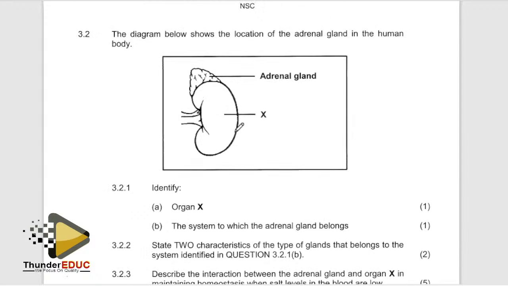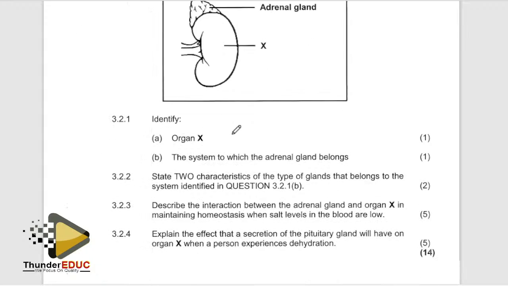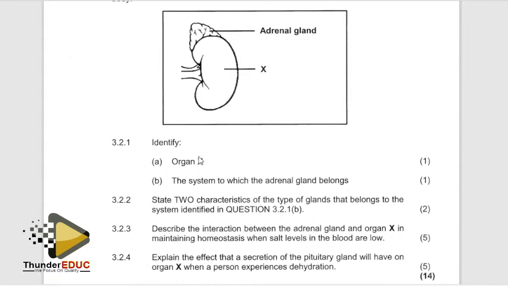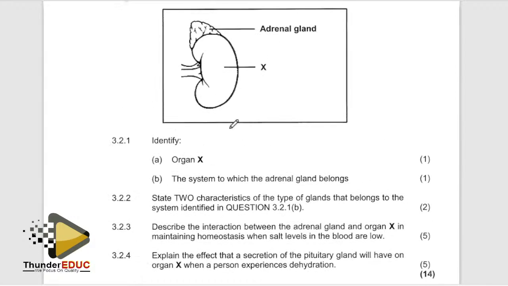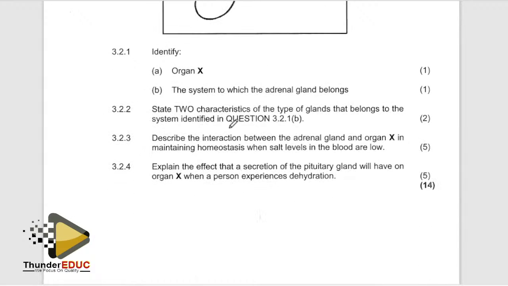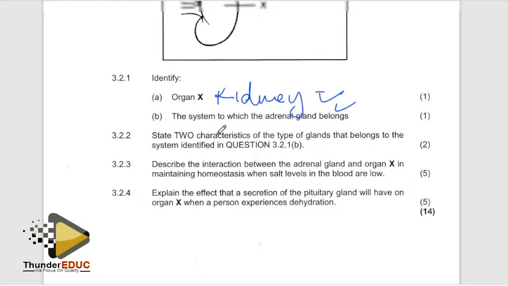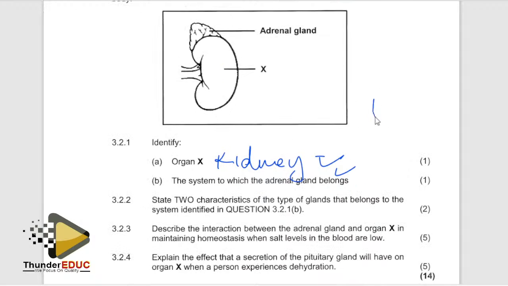Yes, let's go to question 3.2 so that at least we wind up. We are almost done, man. Almost done. The diagram below shows the location of the adrenal gland in a human. This is the adrenal gland. Identify organ X. Organ X is a kidney. Obviously, everyone, I think, wrote kidney. I think no one wrote a bean. No, you might find someone wrote bean here. I'll call you Mr. Bean.